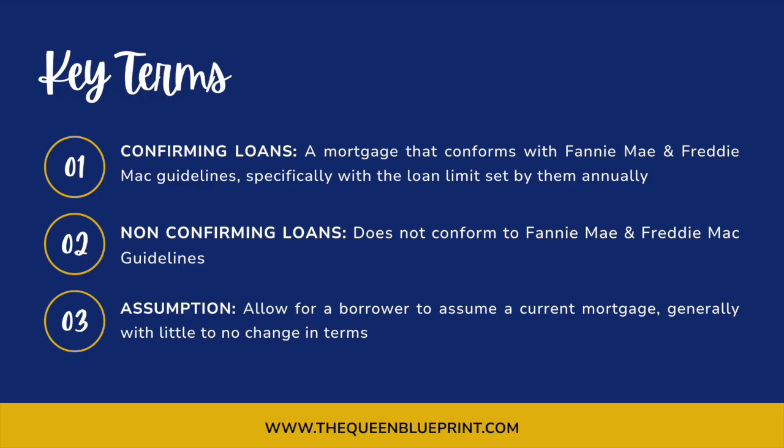Okay? All right, DTI. So your DTI, or your debt to income ratio, is calculated in 2 different ways. Okay? One is called a front end and the other one is called a back end. Okay? So the front end is calculated by the amount that the borrower will be paying for their mortgage divided by your gross income. Okay? So the front end is the amount that you will be paying for your mortgage divided by your gross income.